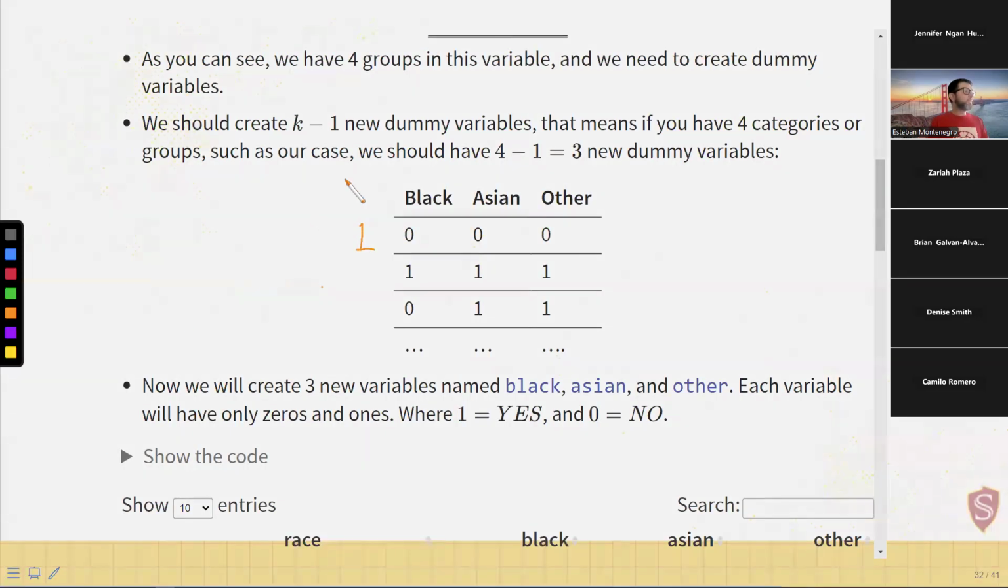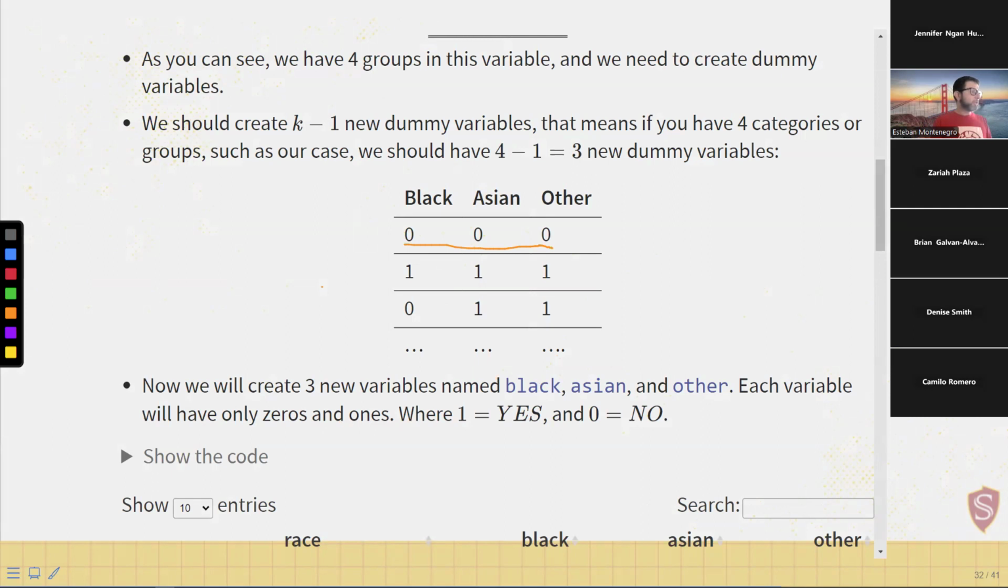Remember how we did it for the t-test? In the t-test that I showed you before, my reference group was people without insurance. They were the zero group. Now I have another zero group, and in that zero group is white. That's my reference group.